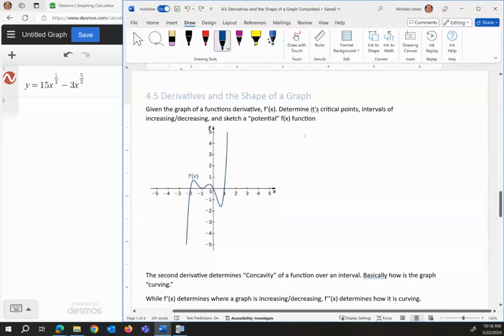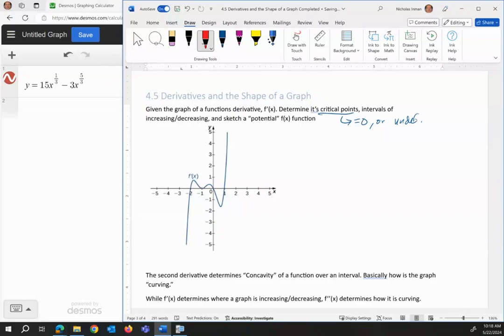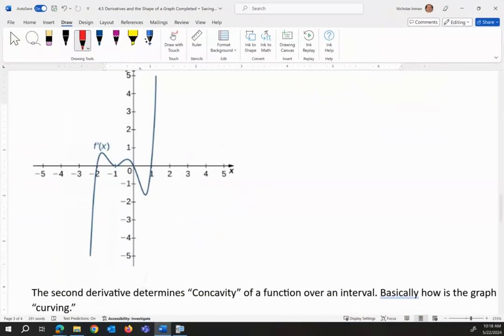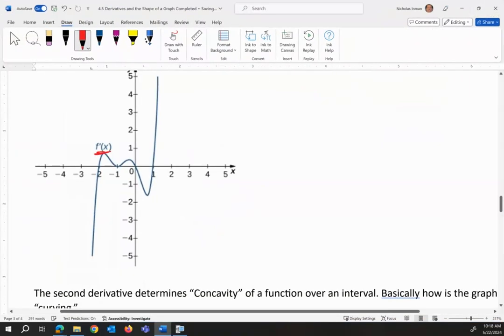So given the graph of a function, this time we have the graph of the derivative. All right, determine its critical points. So that's when it equals 0 or undefined. So where does the derivative equal 0? Now, since this graph right here is the derivative of our function, not the function itself, I don't look for these spots where the derivative gives me a slope of 0, but where the derivative itself is 0. All right, so those 4 things would be our critical spots.